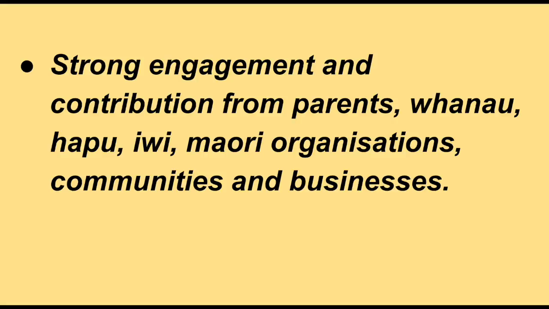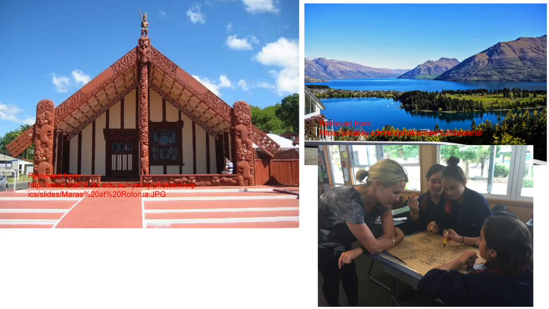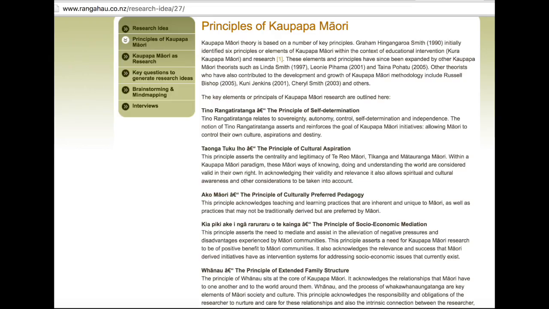Kahikatea highlights crucial factors that must exist for Māori students to reach their full potential. This includes strong engagement and contribution from parents, whānau, hapu, iwi, Māori organisations, communities and businesses. When thinking about kaupapa Māori and considering the principle of whānau, the use of learning maps is providing research which supports us in acknowledging the relationships that Māori have to one another and to the world around them.